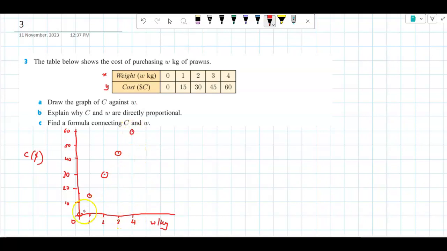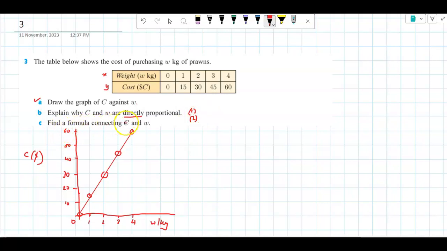So what do you say? Can you draw a straight line passing through these points? You must use a ruler in exams, obviously, and use graph paper. Yes. So draw a graph. Then explain why it's directly proportional: because it's a straight line passing through the origin. Two points. It should be a straight line, and second, passing through the origin.